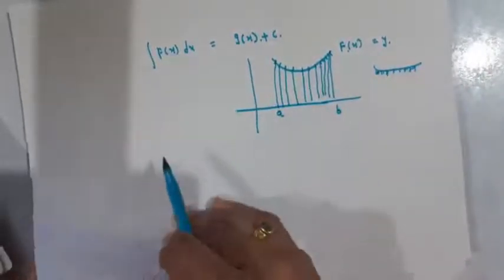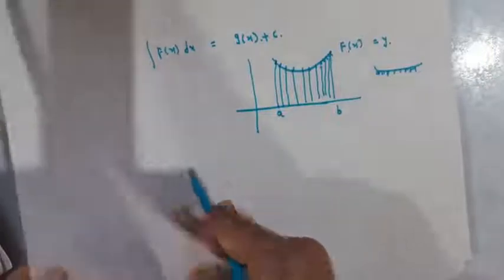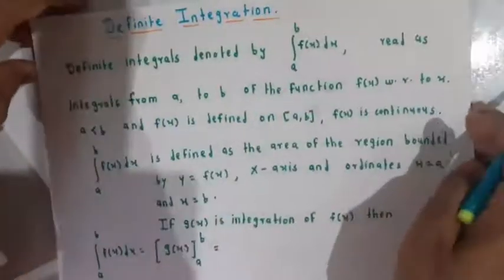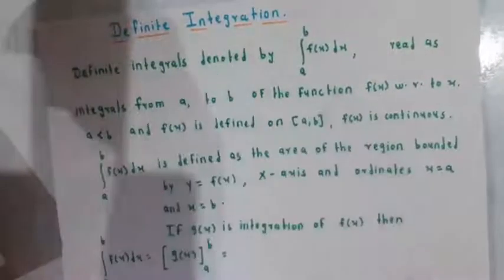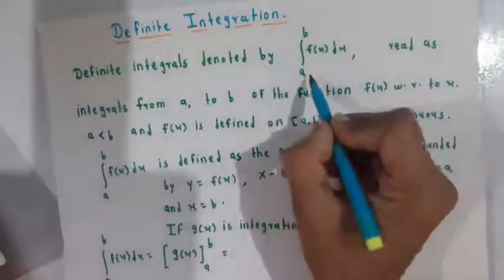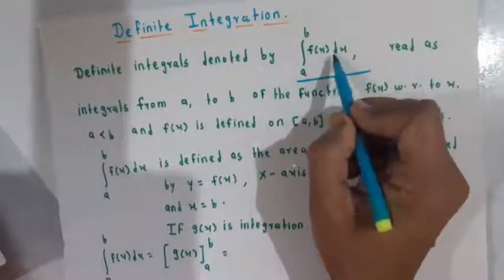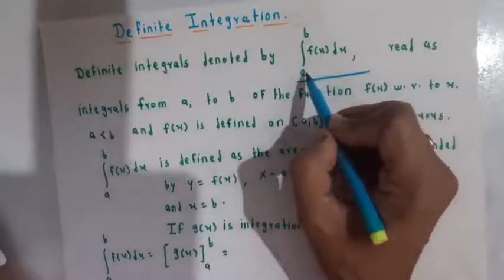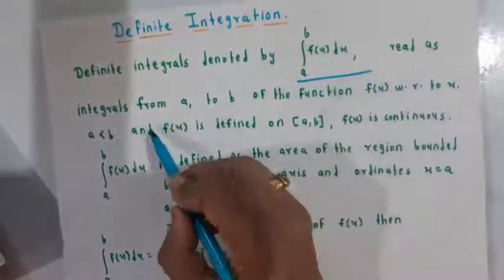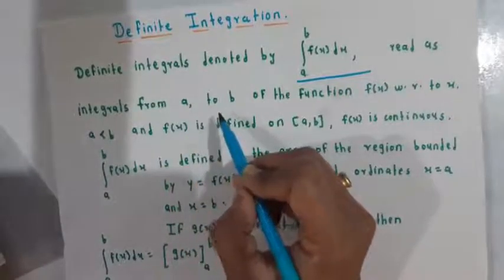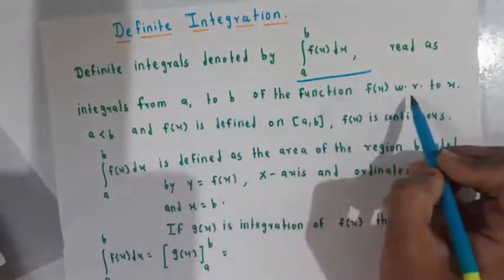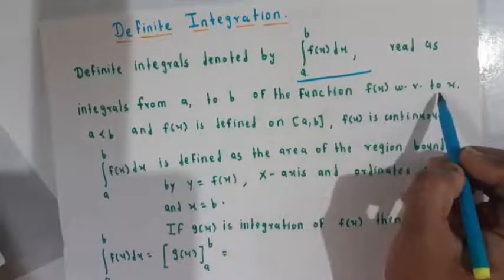Okay students, this is the concept of definite integration. So this is the new chapter, definite integration. A definite integral is denoted like this. See here, that is the integral of f of x dx from a to b, and we read it as the integral from a to b of the function f of x with respect to x.